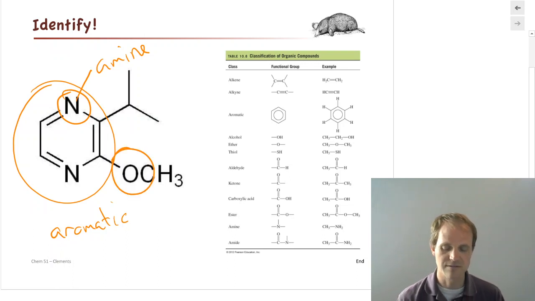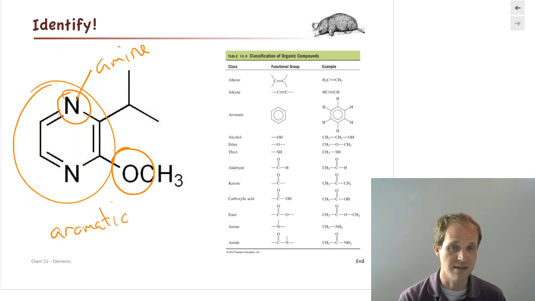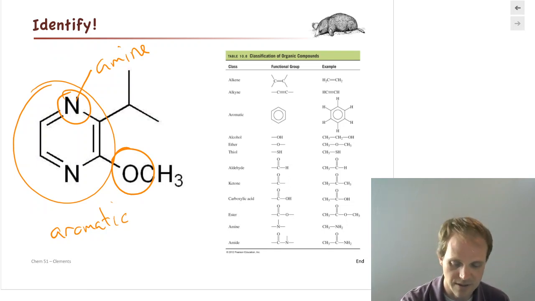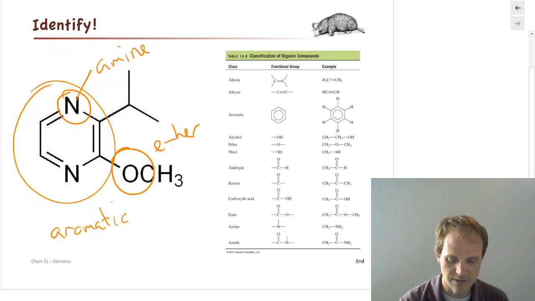What do we have here? What's on either side of that oxygen? Well, if you look over to the left, it's an unlabeled endpoint, which is a carbon. If you look over the right, it's a carbon. And so this one is an ether.